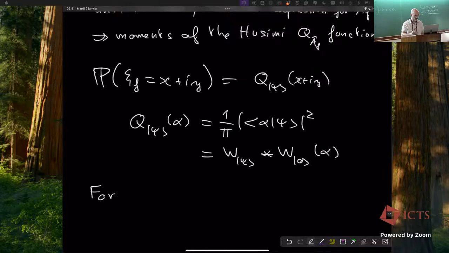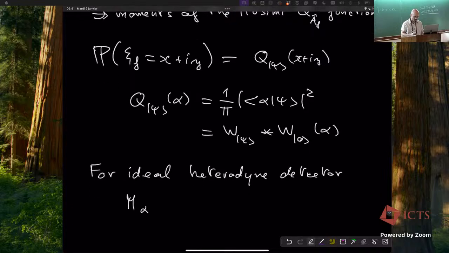And so maybe a final word on heterodyne detection. For the ideal heterodyne detector, the measurement operator, the Kraus operator, a projector here, that describes this measurement is 1 over square root of pi times |alpha><alpha|. Okay. So you see these coherent states alpha define the measurement operators of the heterodyne detection.